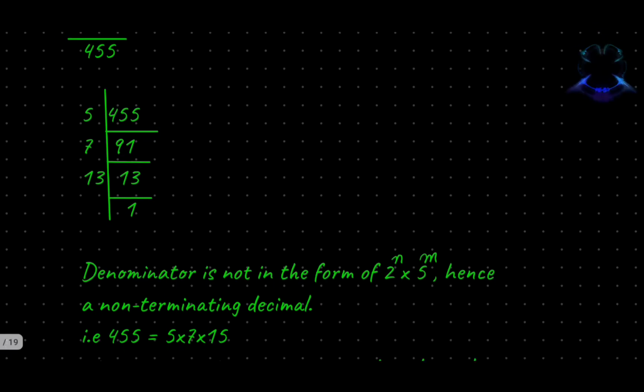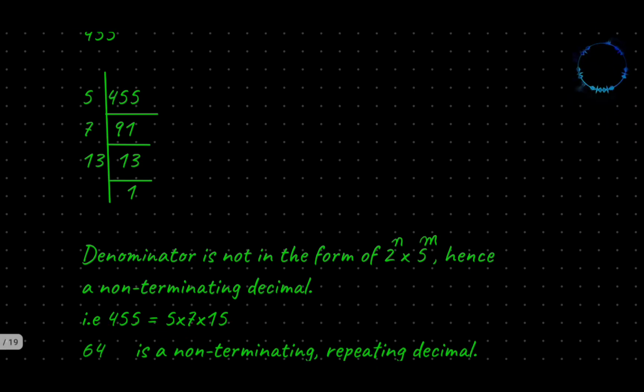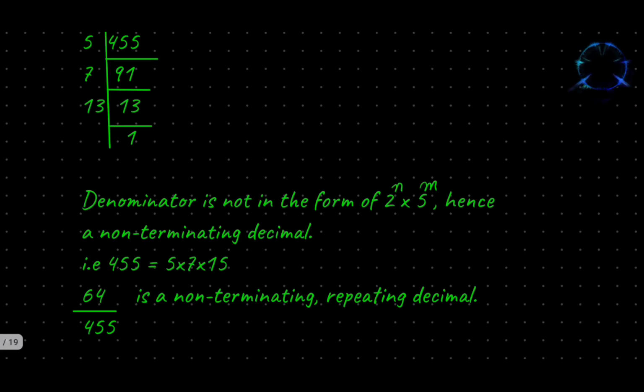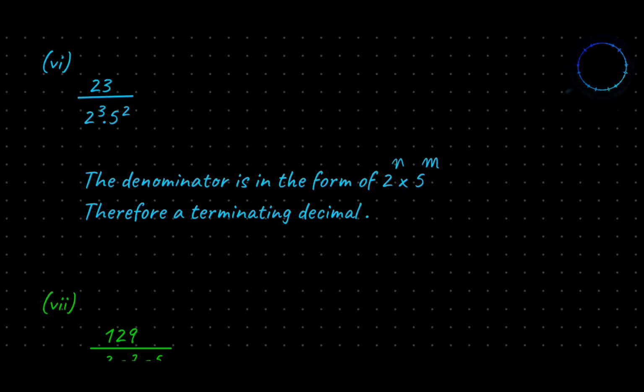So the factors we got for 455 are 5, 7 and 13. Is it in the form of 2 power n and 5 power m? No, it is not. So it is a non-terminating decimal. 64 by 455 is a non-terminating repeating decimal. Moving on to 23 by 3 cube and 5 square. Just by looking at the question, we can say it is exactly in the form of 2 power n and 5 power m, right? The denominator is in that form, therefore it is a terminating decimal. Nothing to solve there.